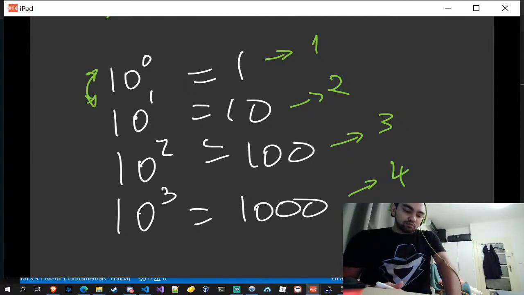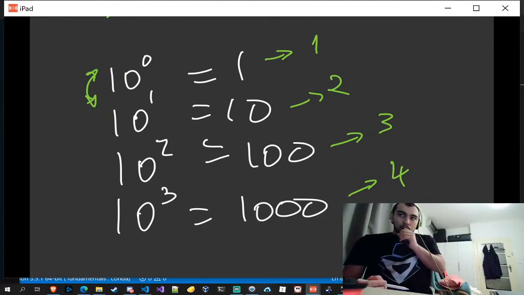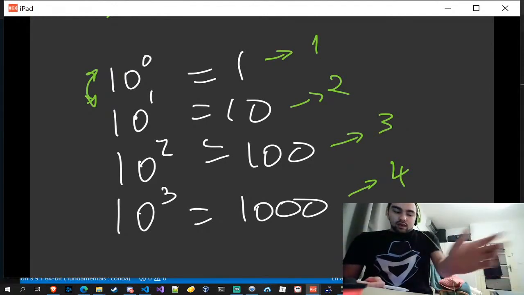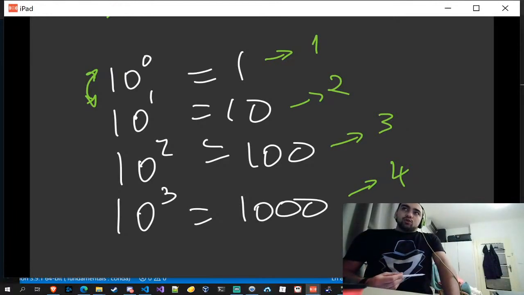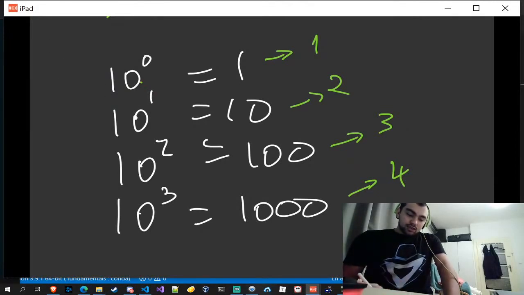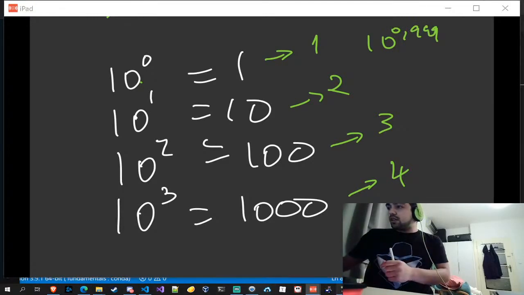If you notice a pattern here, between 10 to the 0 and 10 to the 1, the value that you need to raise 10 to the power of to give a number that only has 1 digit is going to be between 0 and 1, excluding the 1. Because we're just considering whole numbers, right? So 10 to the power of 0.999.